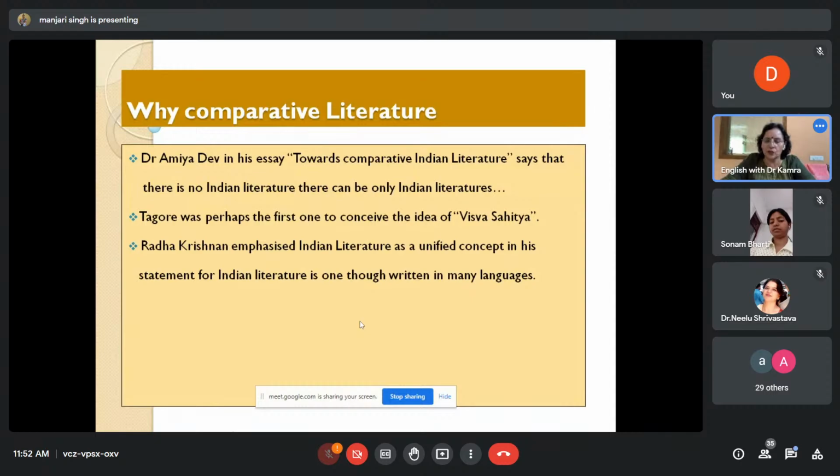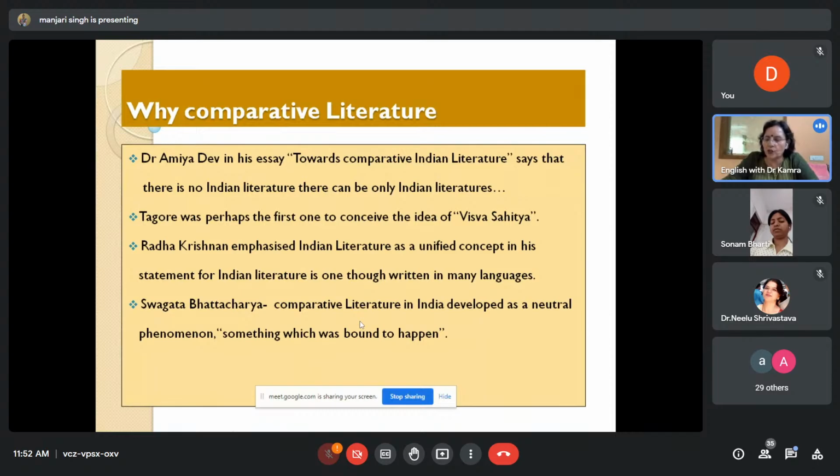Swagata Bhattacharya writes, in a very recent essay that I had come across, that comparative literature in India developed as a neutral phenomenon. It is just like one day we go to the garden and are surprised: who planted this sapling? Then one day the sapling has come up as a shrub, and there are flowers or maybe fruits. So it happened automatically, spontaneously. Nobody defined a roadmap for comparative literature to evolve in India.